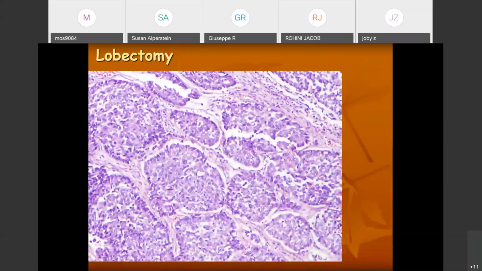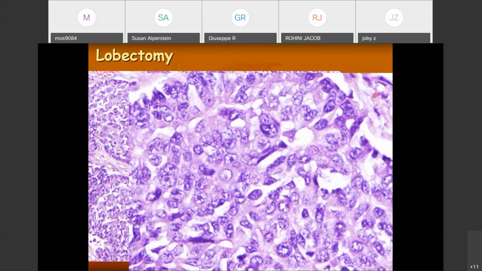Here's histology, lobectomy. See, look at it, large cell neuroendocrine carcinoma. That's all I have in this case.